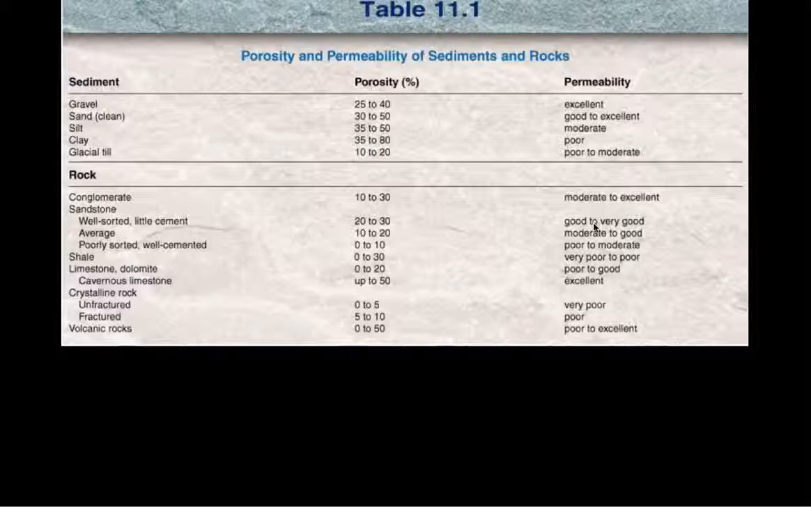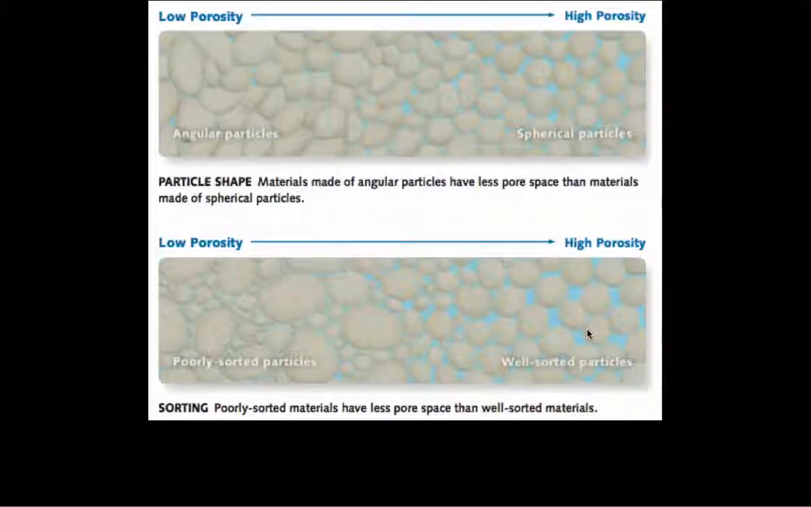If you want to compare this to rocks, conglomerate makes an excellent aquifer or rock through which water can travel. Sandstone can be good too, unless it's poorly sorted or it has a lot of cement between the grains. Shale or slate is very poor to pore. So is crystalline rock like granite. Volcanic rock, boy, it varies.